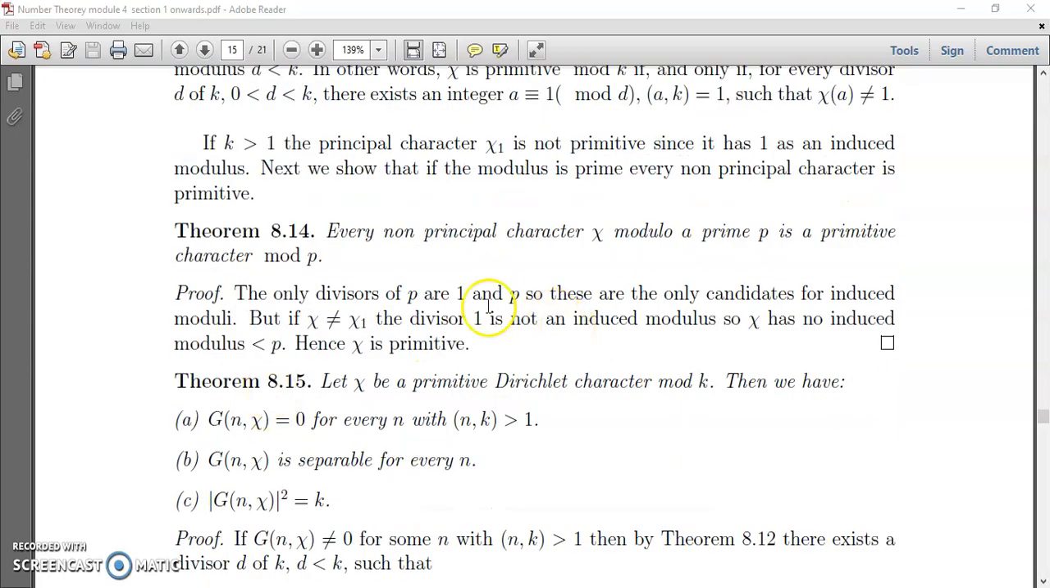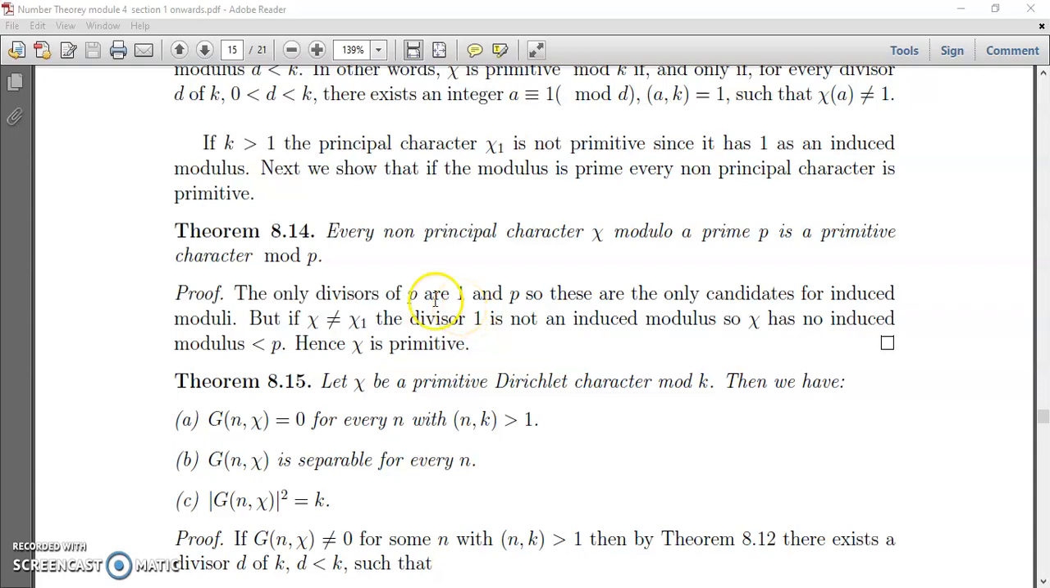So for that, consider p to be a prime number. What is a prime number? It is divisible by only one and the same number. So the only divisors, if we can find an induced modulus, then that should be a divisor of k. So here there are only two candidates, either 1 or p. For d less than p, we have to find another number less than p which is an induced modulus.